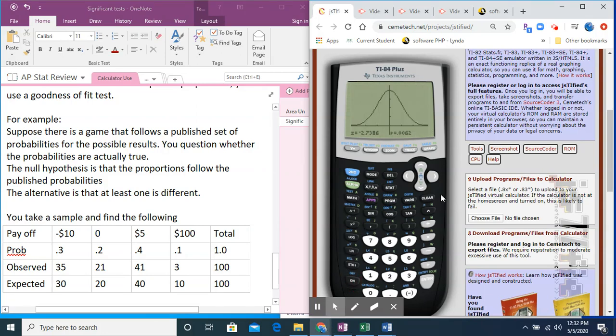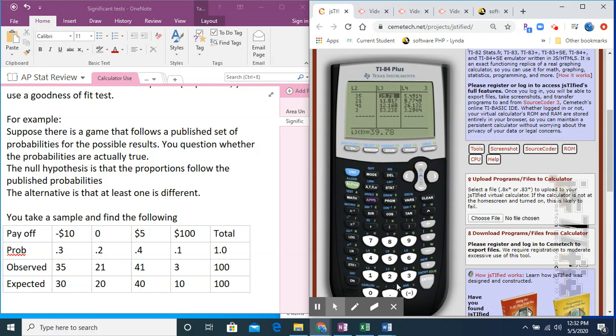Well, if we have a TI-84, we would go to second list. Actually, it's easier to go to stat edit. And if I go to the first list, I can type in my observed values. So 35, 21, 41, and 3. In the second column, actually, I accidentally put that in L2. So remember, that is an L2.